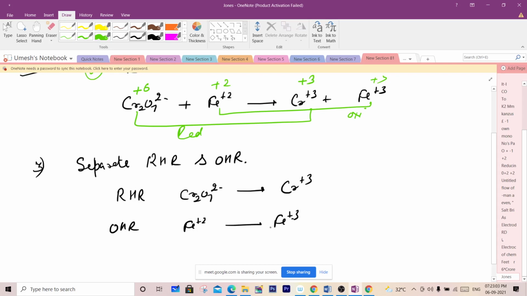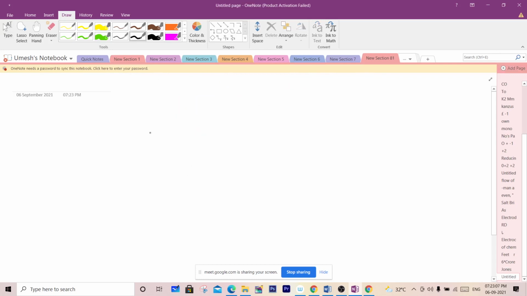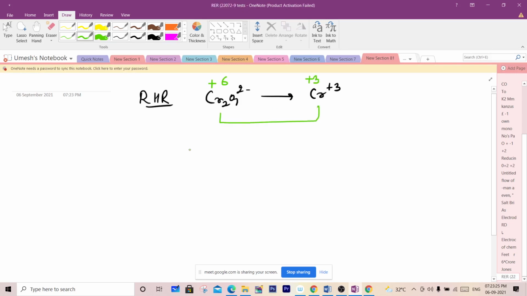Understood? Now you balance them separately. First of all, I'm taking the reduction half reaction, that is a Cr2O7 2- ion to give Cr3+ ion. It is a +6 to +3. Decrease by 3 means 6. We have to add 6 electrons on the reactant side.